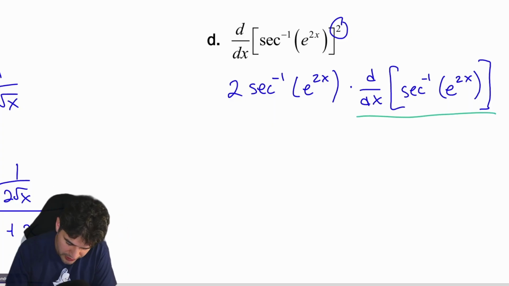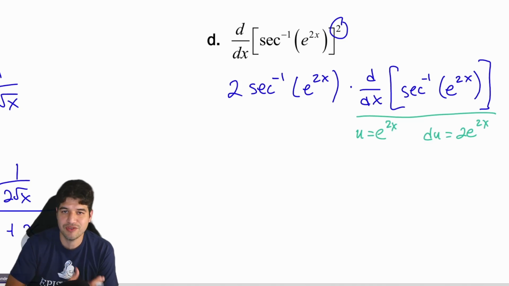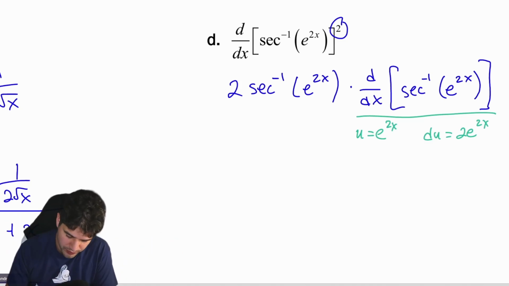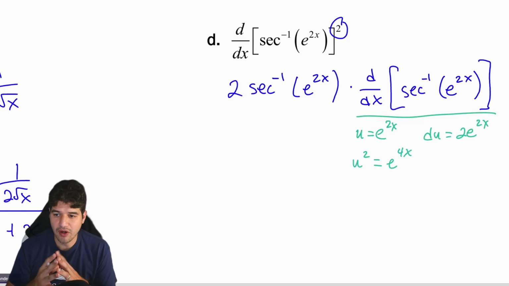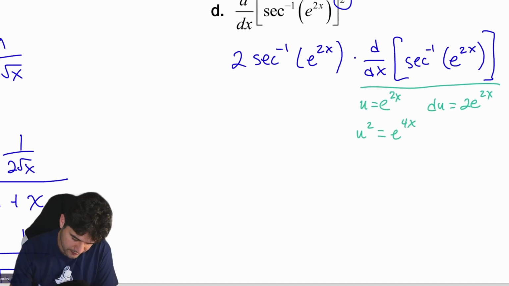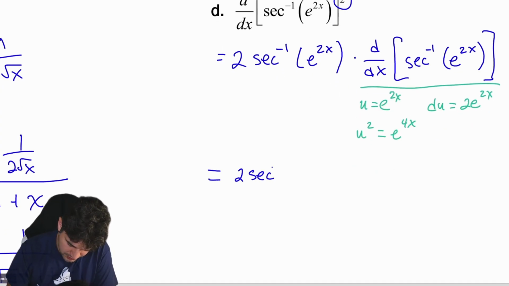All right, so we know that u is going to be e to the 2x, and let me write du over here. That is going to be 2e to the 2x when you apply a chain rule inside of that one, okay? We also need u squared, and so u squared is e to the 2x squared, so that's just e to the 4x. So I have all the parts here that I need, okay? So this derivative is going to be equal to 2 inverse secant of e to the 2x times, all right?